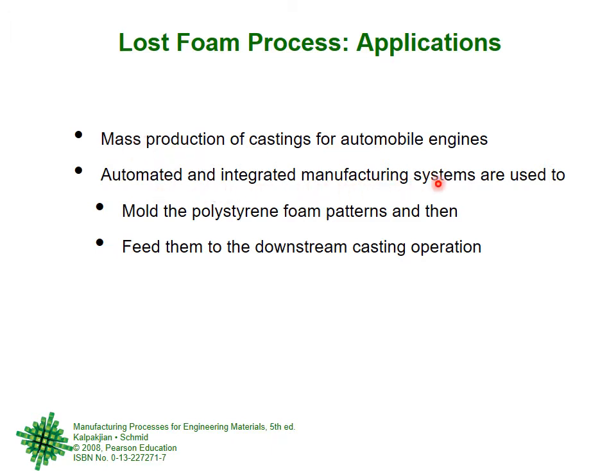Automated and integrated manufacturing systems can be used to mold the polystyrene foam patterns and then feed them to the downstream casting operation. We already showed you that we can make a tree, a cluster of 5, 6, 7, 8 patterns at the same time, so that in one box we have 8 castings, right? So all those things can be done, and this is actually done for a large number of real parts.